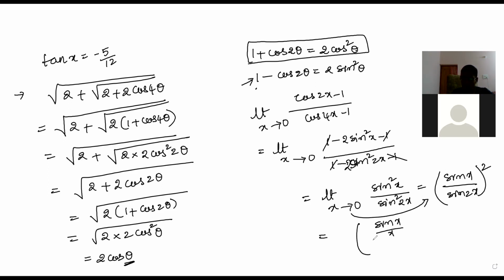Sin x into x, like sin x multiply and 2x divide by x. Yes, this whole square here. Because of 2x, that's why 2 we have to multiply here. Yes, sir, dividing. So this is going to be 1 by 2 whole square. Yes, sir. I got 1 by 4 as the answer.